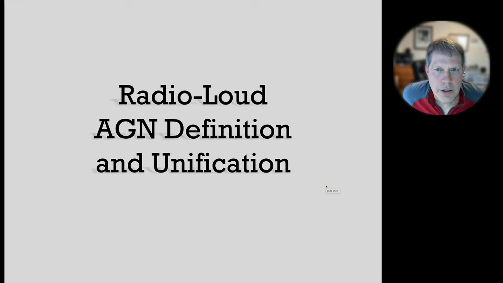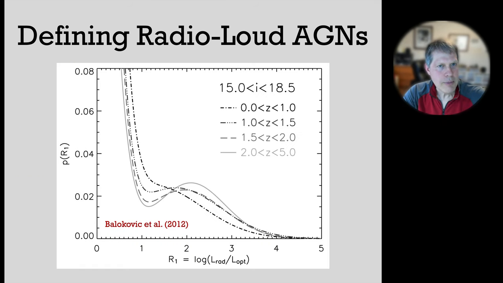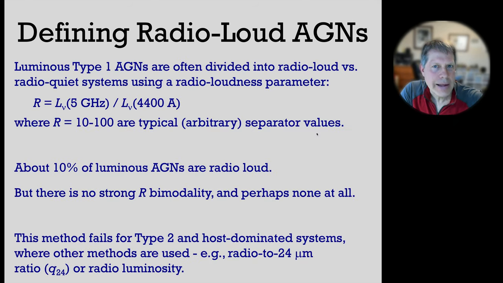So in this next session, we are now going to talk about the definition of radio-loud active galactic nuclei a little more precisely, and then we will talk about the unified model for radio-loud active galactic nuclei. First of all, in terms of defining radio-loud active galactic nuclei, luminous type 1 active galactic nuclei are often divided into radio-loud versus radio-quiet systems.